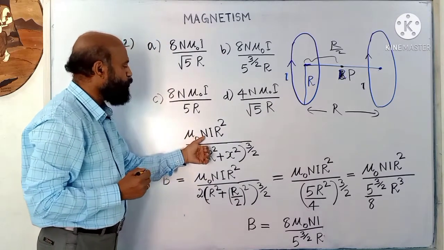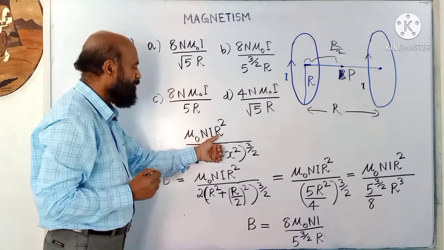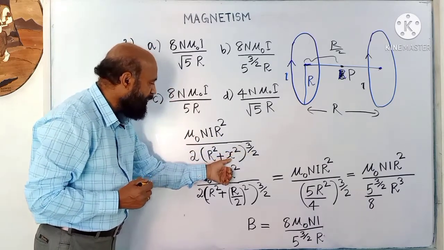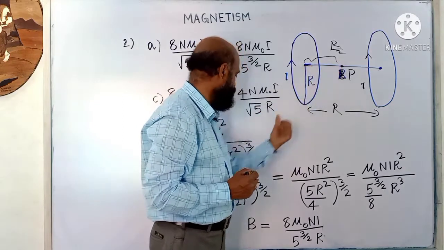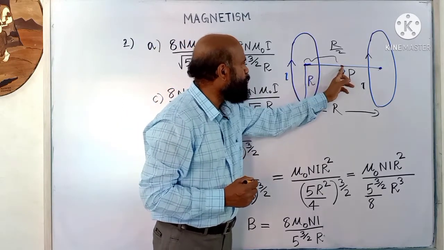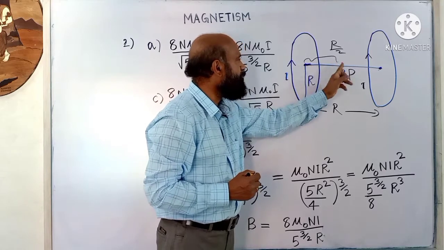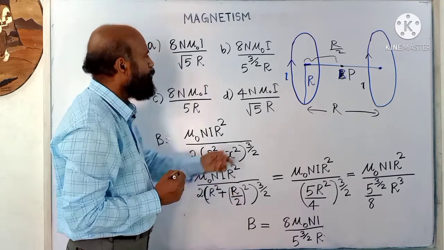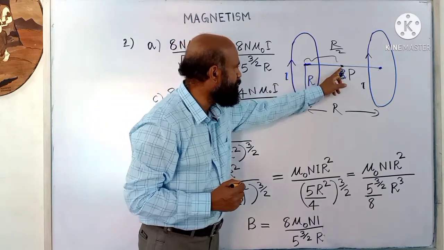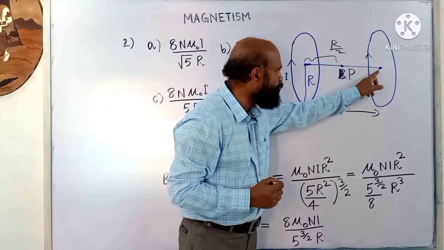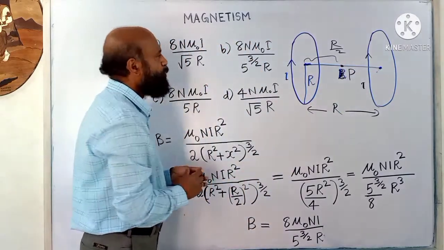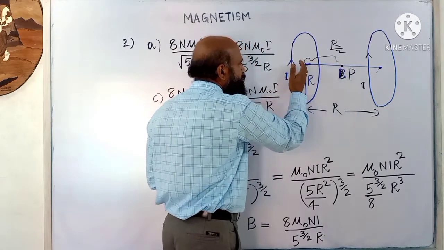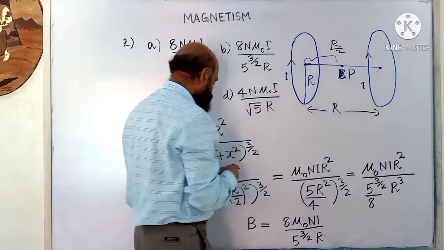B is equal to mu 0 N I R square by 2, R square plus X square all raised to 3 by 2. For this X we have to put R by 2 because this point is at a distance R by 2 from the center. So this is the magnetic field here because of this coil. Magnetic field here because of this coil also will be same. Since current is in the same direction, because of this coil, field is this side, because of this also this side. So we have to add.